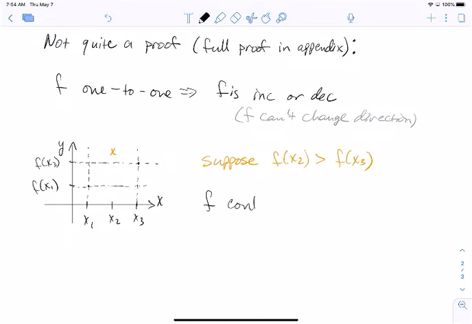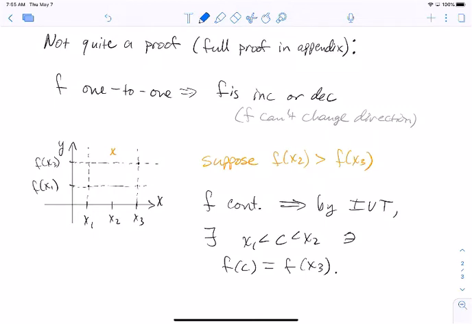If f is continuous, then by the intermediate value theorem, there exists a c between x1 and x2 such that f of c is equal to f of x3. Let's unpack that in a minute, but first I've given you some shorthand. This arrow here means it's an if-then, which also means implies. The backwards uppercase E means there exists, or there is, and then the curly backwards little e looking thing means such that.